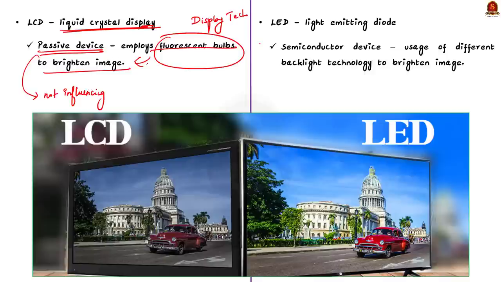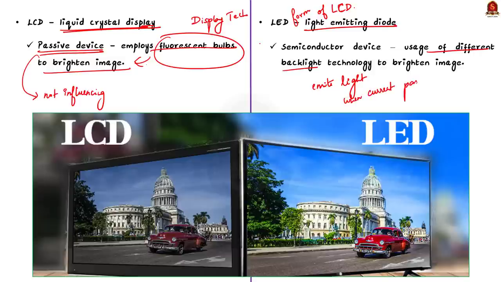On the other hand, LED, it is a form of LCD. LED stands for light emitting diode. See, it is a semiconductor device that emits light when current flows through it. And it uses a different kind of backlight technology to brighten the image. Here, the similarity between the two is that both use liquid crystal display.